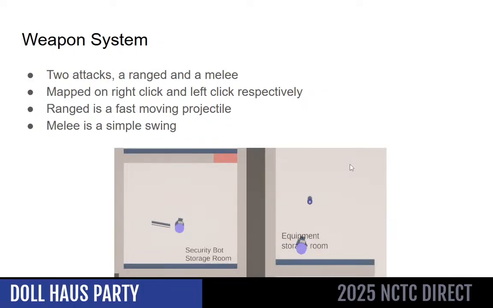For the weapon system, we have 2 weapons. The first weapon is our ranged attack, which is just a simple projectile going in front of you. Our second is our melee attack, which is just a simple cylinder that swings in front of you.